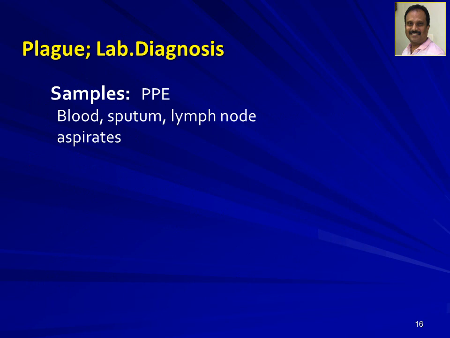And for the lab diagnosis of plague, the samples have to be collected after wearing the PPE, that is personal protective equipment. The people should wear the N95 mask, goggles, gloves, and the head cap has to be worn. Only then you have to collect either blood, sputum, or lymph node aspirates from the infected individuals.